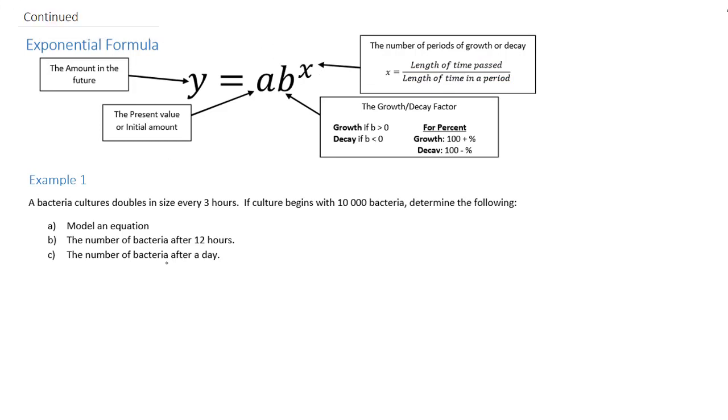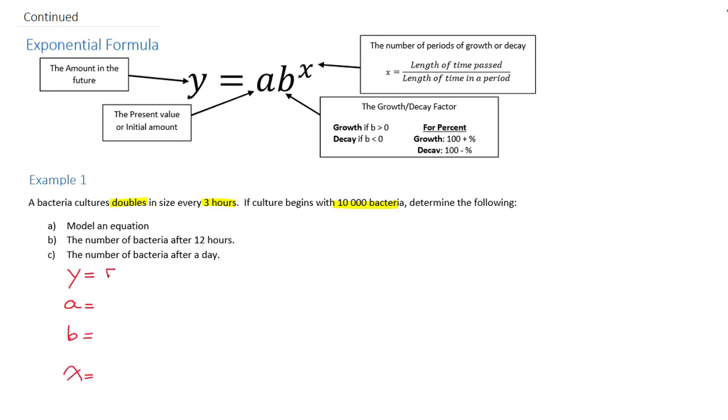A bacteria culture doubles in size, so that's key. Doubles in size every 3 hours. If the culture starts with 10,000 bacteria, how many are we going to end with? Now, whenever I do these questions, I always like to set things up this way. I always like to list out what is everything. What's Y, what's A, what's B, and what's X. And I would suggest you do that for your homework too.